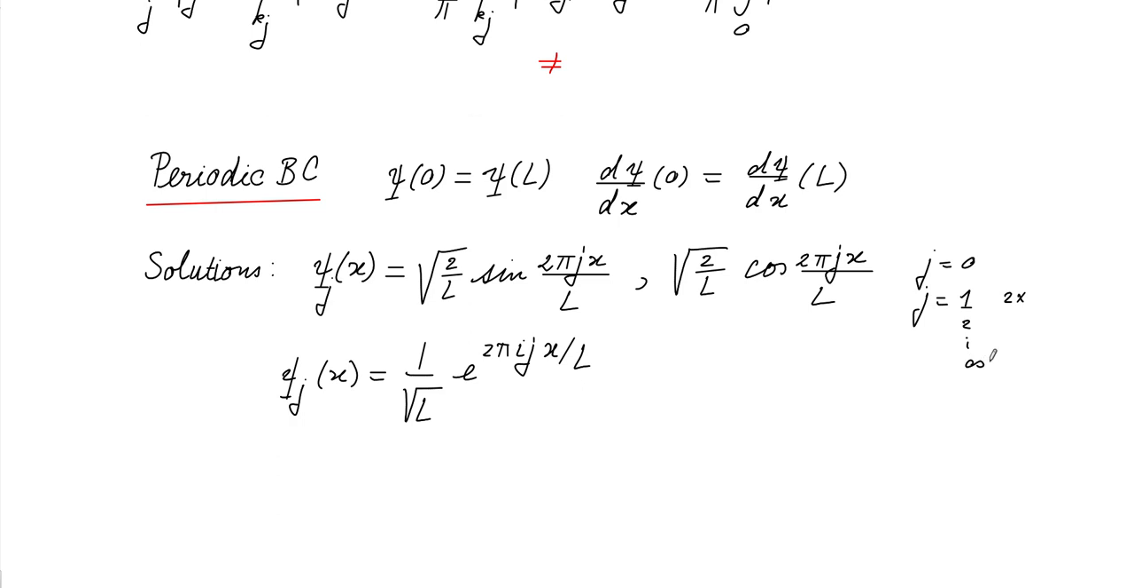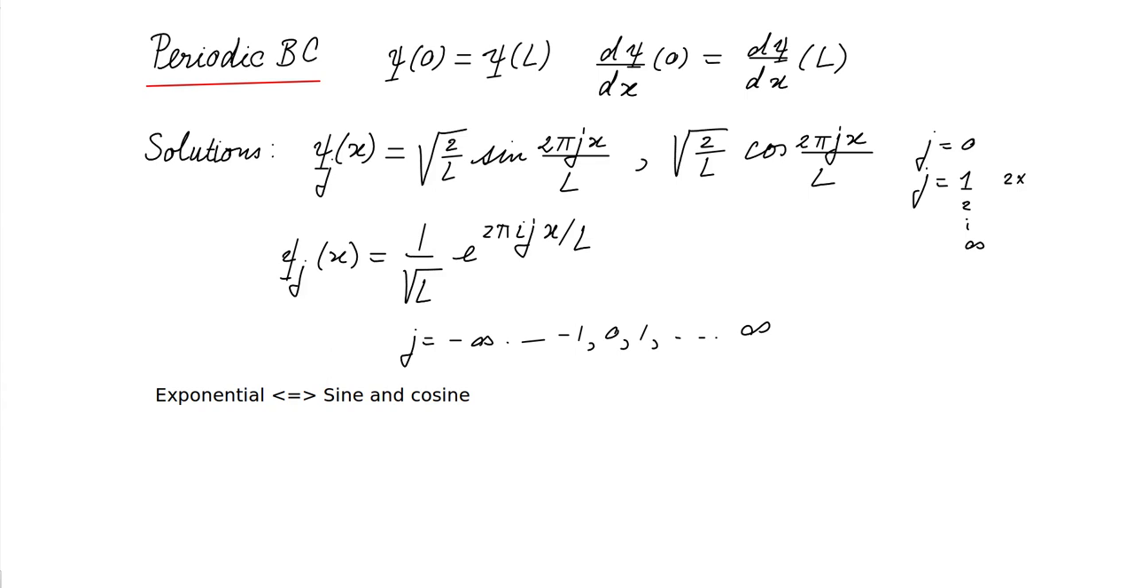In this case, we have j from minus infinity up all the way to 0, and then we continue with positive values all the way up to plus infinity. If we take the exponential solution and we take positive and negative j, then we can combine them into either the sine or the cosine. And if we have the sine and the cosine, we can combine them into the exponential. Therefore, it's completely equivalent whether we use exponential waves, so plane waves, or whether we use sine and cosine. And we usually prefer to use the plane wave solutions, the exponential ones, because they are more convenient to work with.